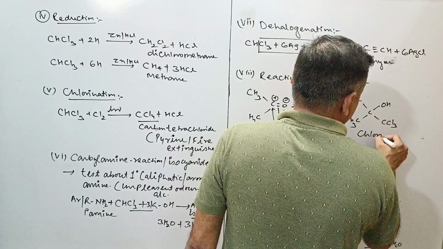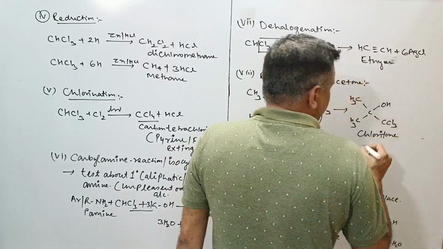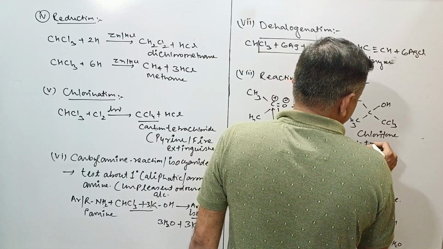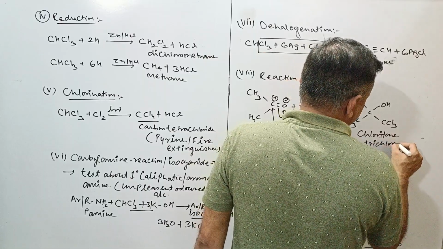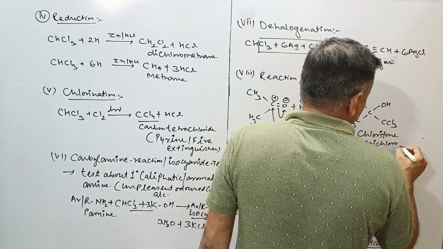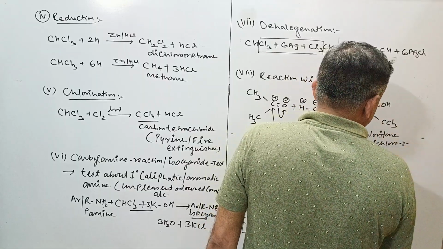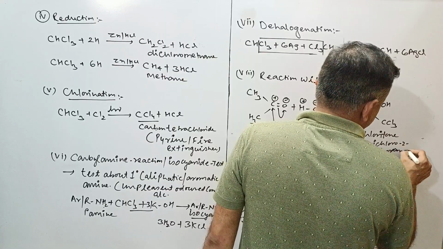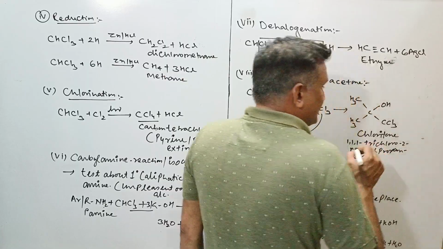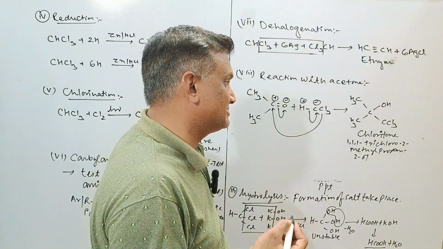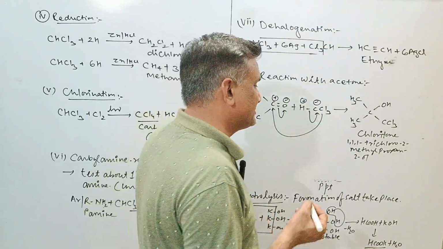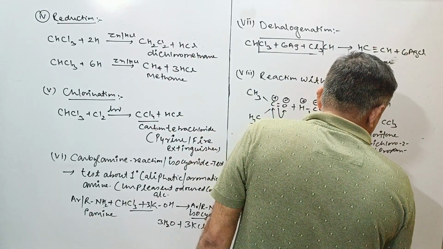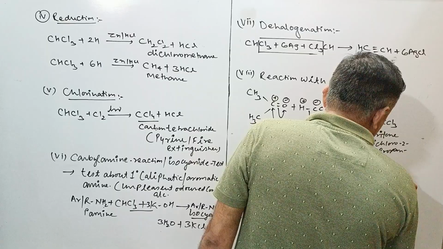It is called chloretone. As an IUPAC name, it is 1,1,1-trichloro-2-methylpropan-2-ol. It is also used, since it's chloretone, to form sleeping drugs also.